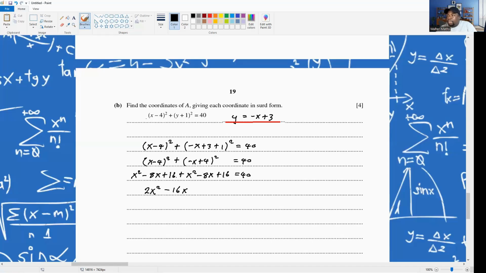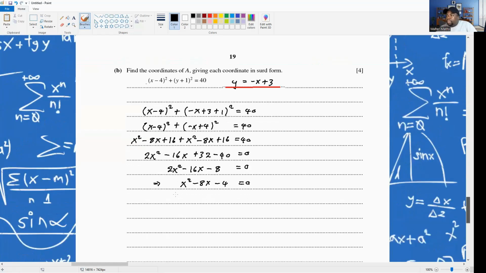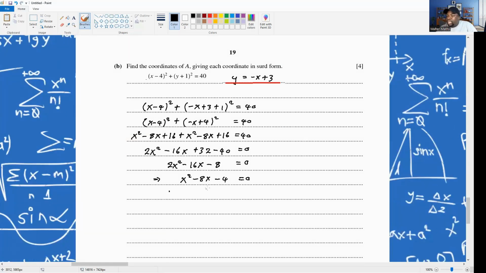16 plus 16 is 32. All right, so it's plus 32, and the 40 comes to the left, it becomes minus 40, and it's equal to 0. So 2x squared minus 16x, and 32 minus 40 is minus 8. It is equal to 0. Divide everything by 2, so we have x squared minus 8x minus 4 equal to 0, right?